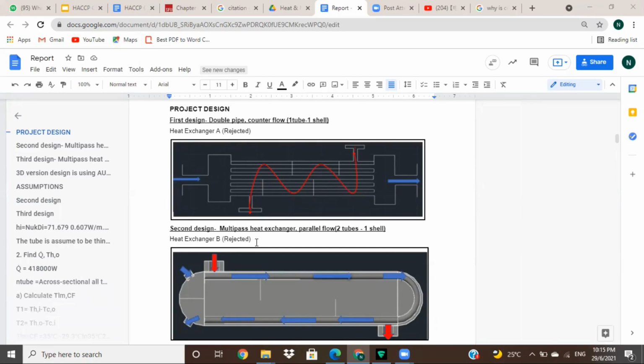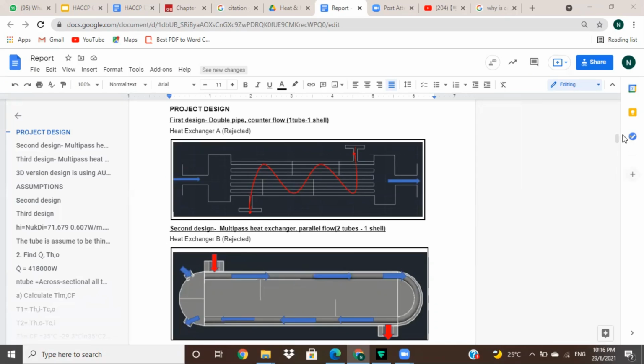For the second design, we are using the multi-pass heat exchanger with parallel flow, with tubes and one shell. We also have to reject this because its length is more than what the question asks, which is more than 2.5 meters as well.